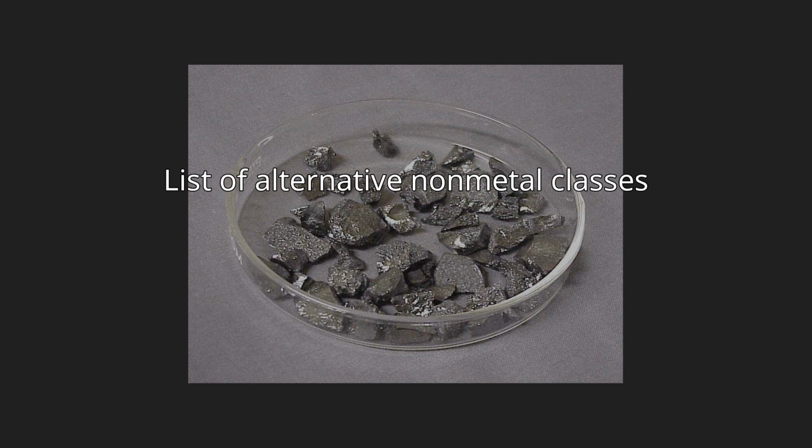List of alternative nonmetal classes. In chemistry, after nonmetallic elements such as silicon, chlorine, and helium are classed as either metalloids, halogens, or noble gases, the remaining unclassified elements are hydrogen, carbon, nitrogen, oxygen, phosphorus, sulfur, and selenium.